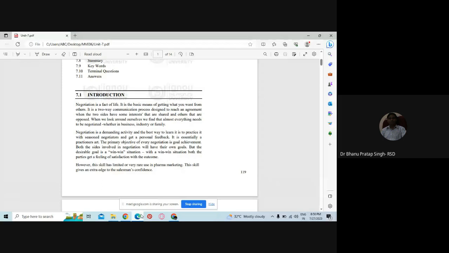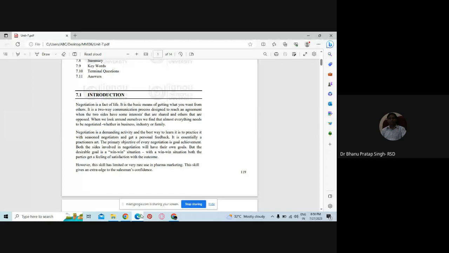In general life, just forget about sales and management. Negotiation is everywhere and it plays a very important role in our life. Therefore, it is written very clearly that negotiation is a fact of life. It is the basic means of getting what you want from others. It is a two-way communication process designed to reach an agreement when the two sides have some shared interests, and one may be opposed but may be convinced.